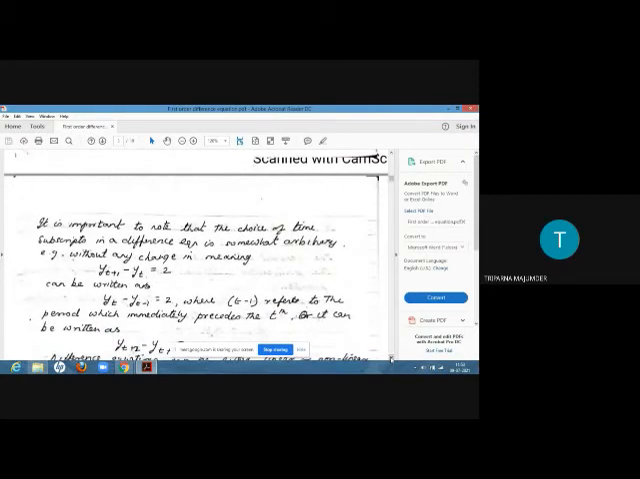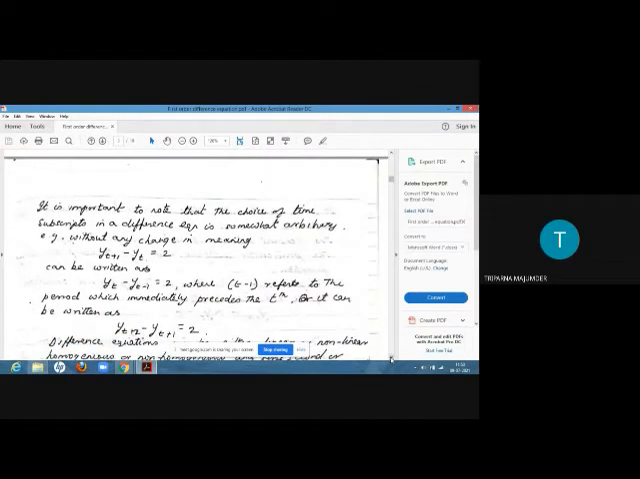It is important to note that the choice of time subscripts in a difference equation is somewhat arbitrary. For example, without any change in meaning, y_{t+1} - y_t = 2 can be written as y_t - y_{t-1} = 2. That is, the difference in the value of y in two consecutive periods is equal to 2. So this and this are similar.